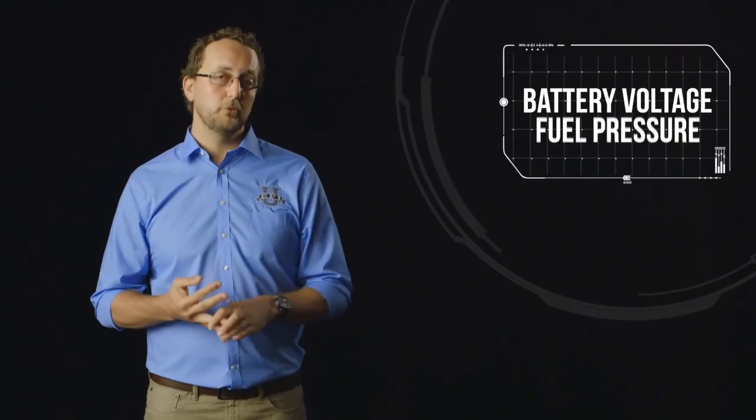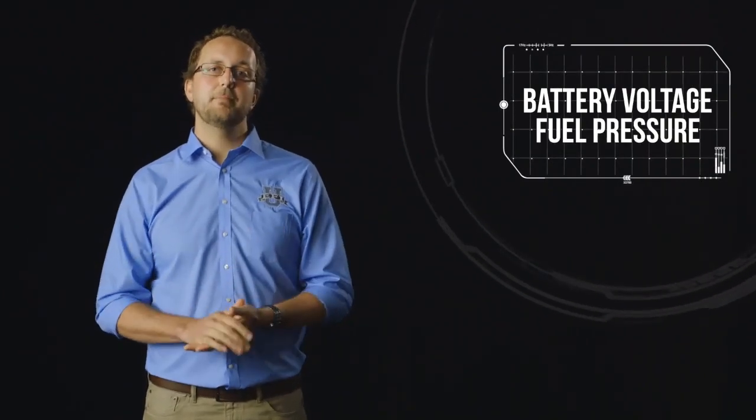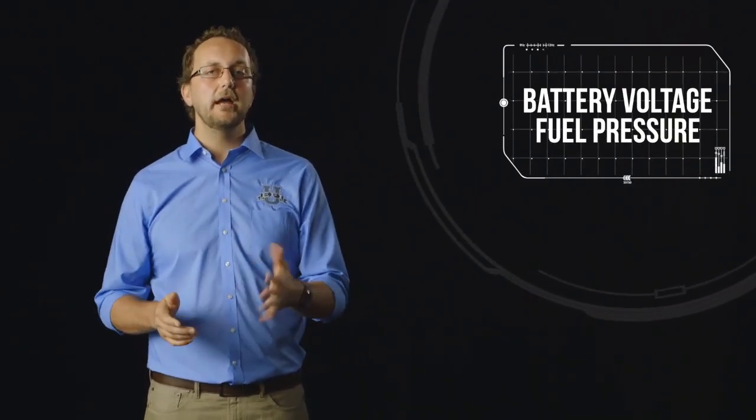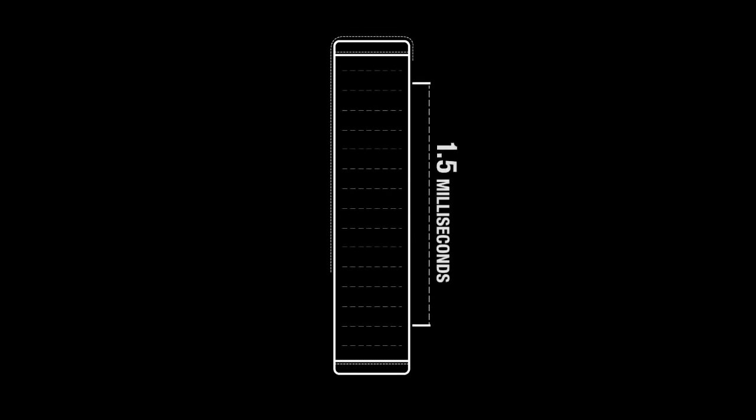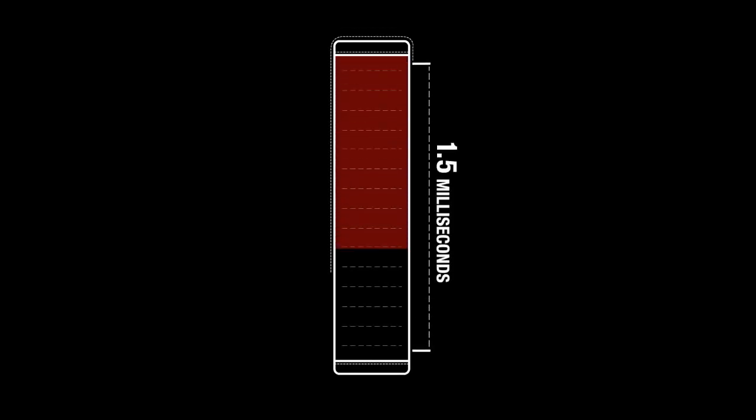Injector dead time depends on battery voltage and fuel pressure and is important to map correctly, especially at light load and idle conditions, where the majority of the injection time's taken up with dead time. As an example, let's use 1.5 millisecond as our total injection time. Depending on the injector, we may have 1 millisecond of dead time, leaving only half a millisecond for the actual injection event.